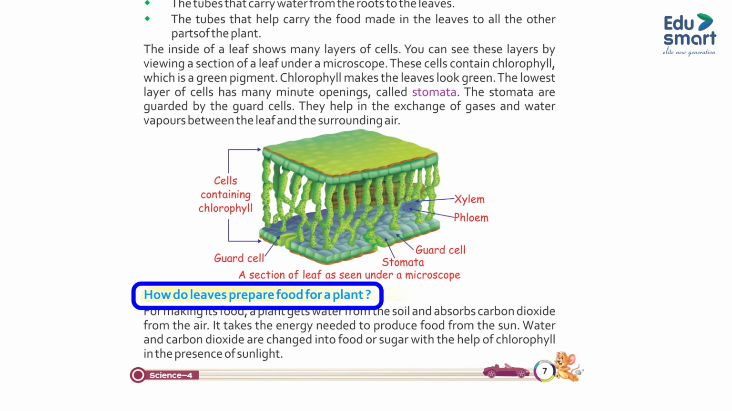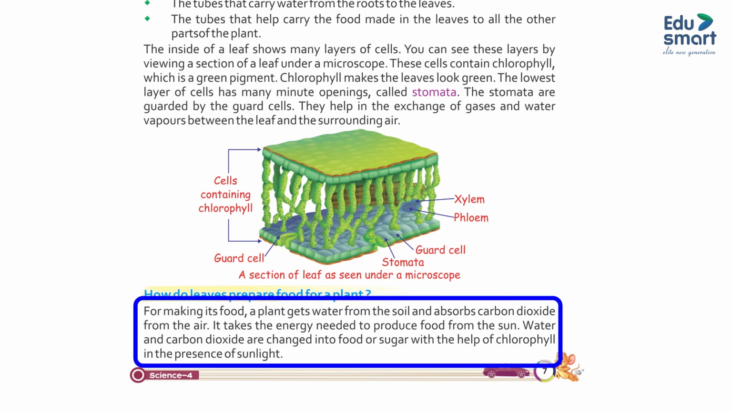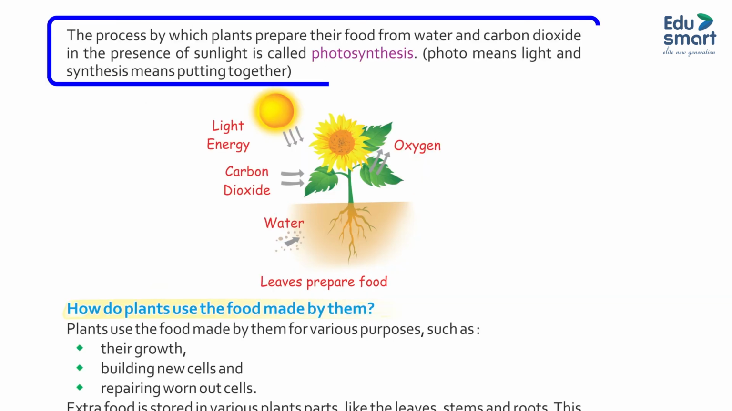How do leaves prepare food for a plant? For making its food, a plant gets water from the soil and absorbs carbon dioxide from the air. It takes the energy needed to produce food from the sun. Water and carbon dioxide are changed into food or sugar with the help of chlorophyll in the presence of sunlight. The process by which plants prepare their food from water and carbon dioxide in the presence of sunlight is called photosynthesis. Photo means light and synthesis means putting together.